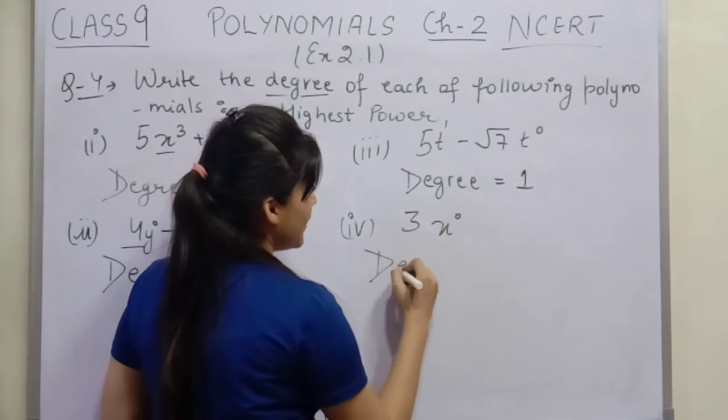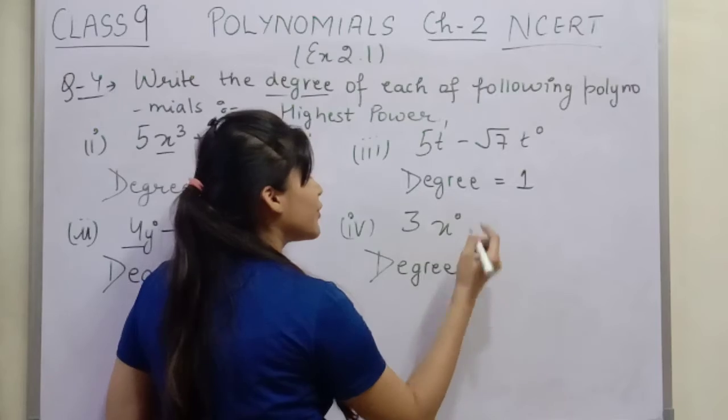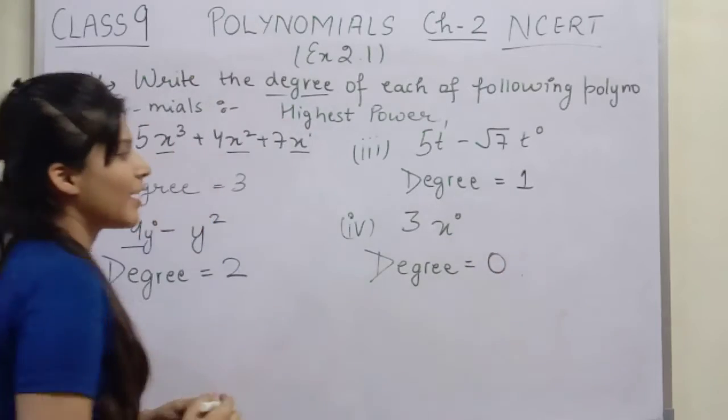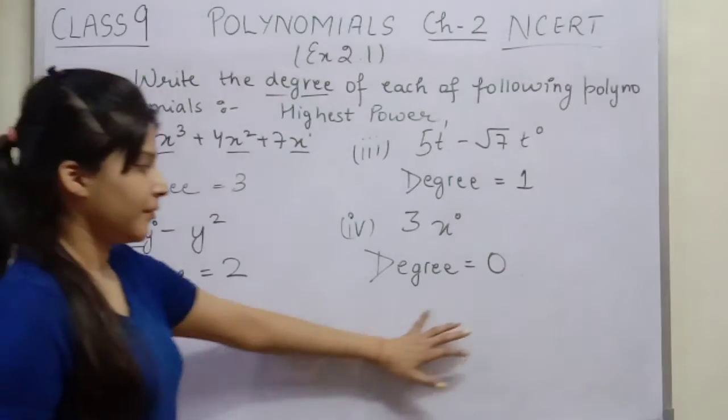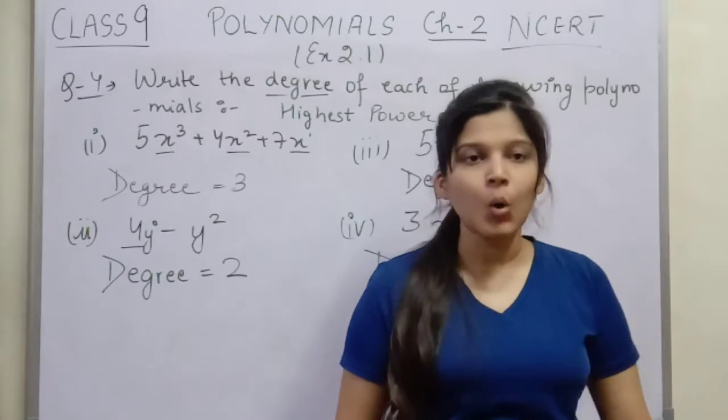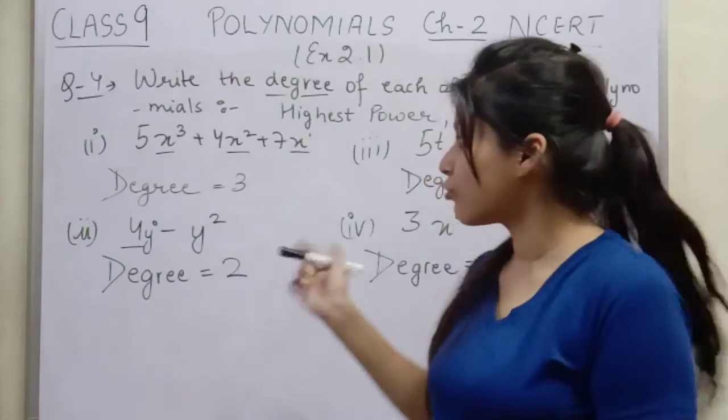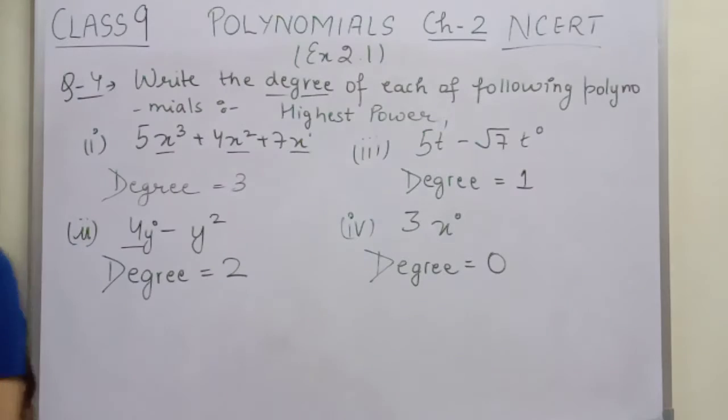So it means the degree, meaning the highest power. Here there is nothing, so 0 is the highest power, so the degree is 0. I hope I am clear now. We did this same example before, so this has become even easier for us now, right?